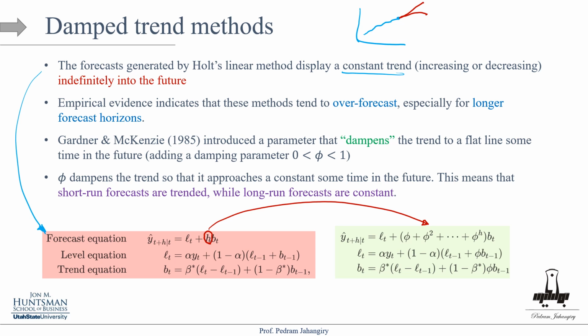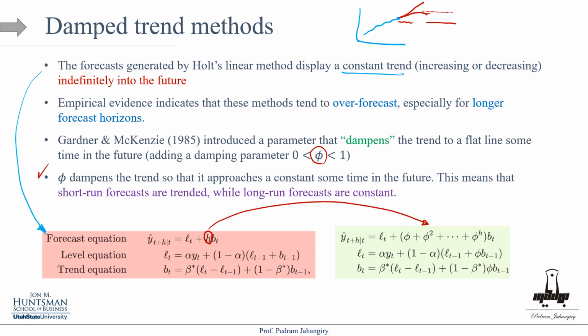Gardner and McKenzie introduced a parameter that damps the trend to a flat line sometime in the future. So this phi is going to be between 0 and 1. This is the damping parameter, and the forecast is going to approximate a flat line. That makes sense because growth cannot increase into infinity. So phi damps the trend so that it produces a constant sometime in the future. This means that short-term forecasts are trended upward, and longer-term forecasts are going to be flat.